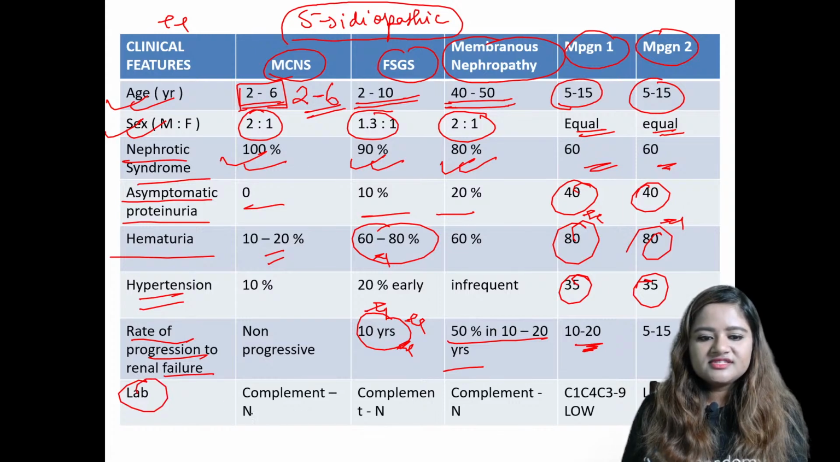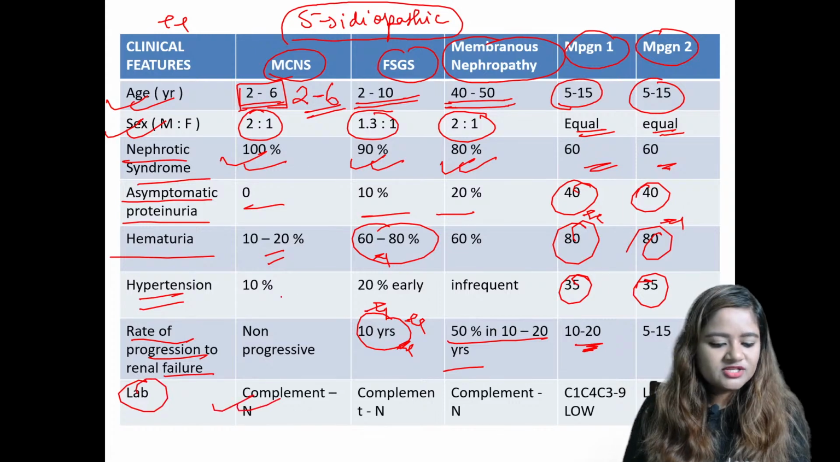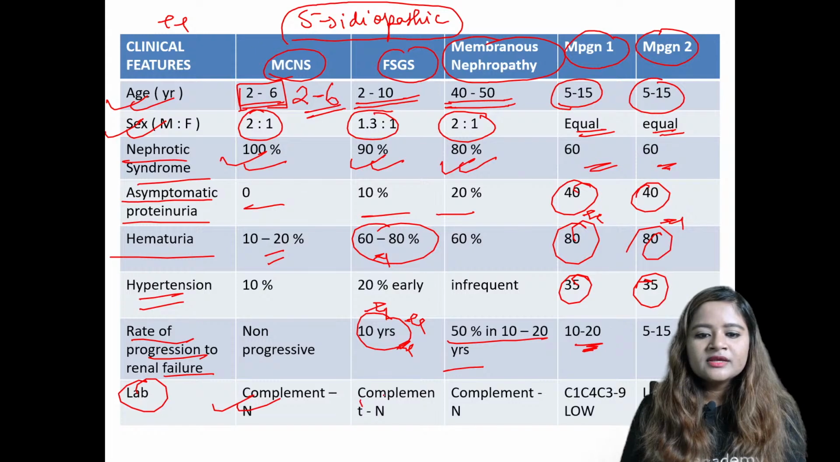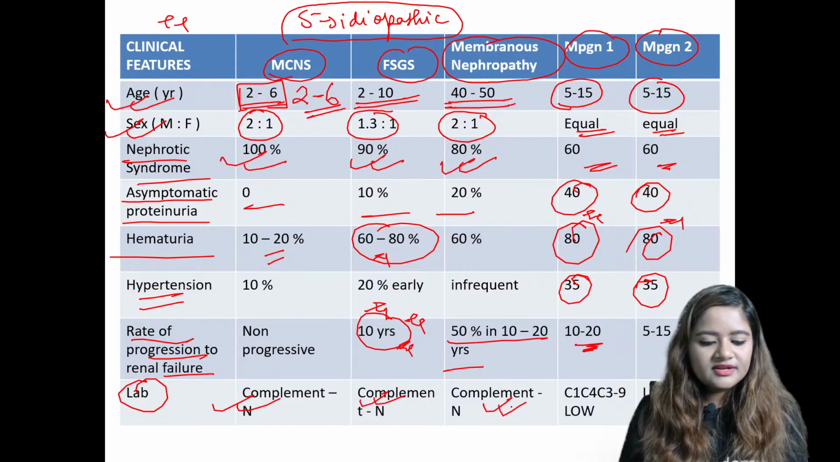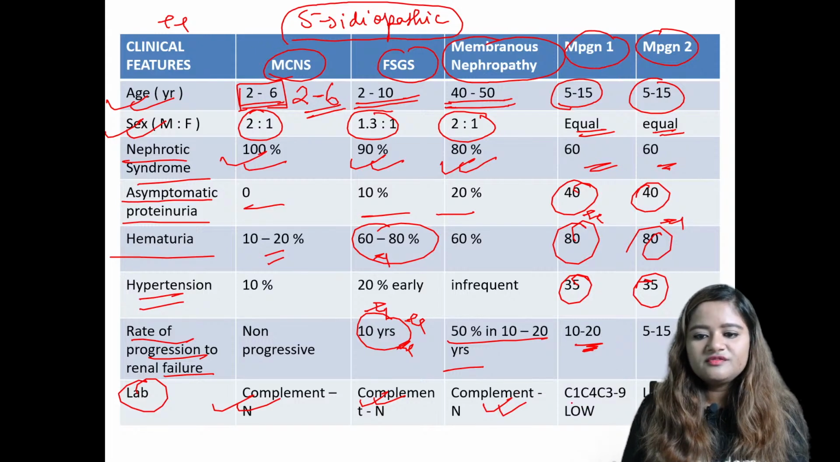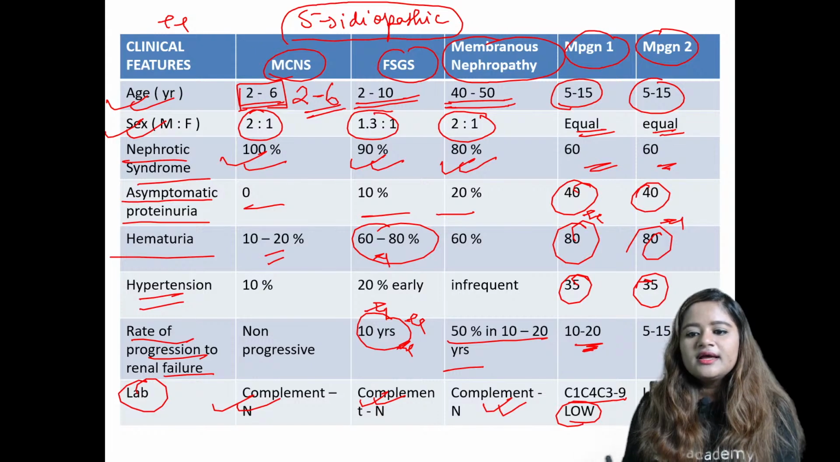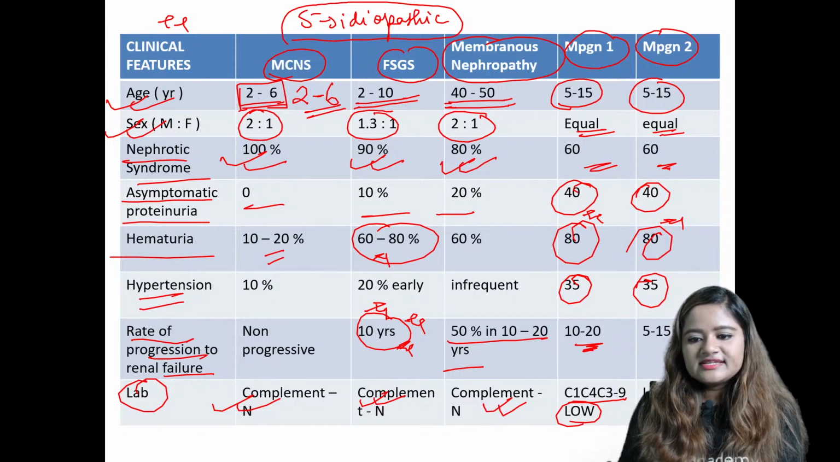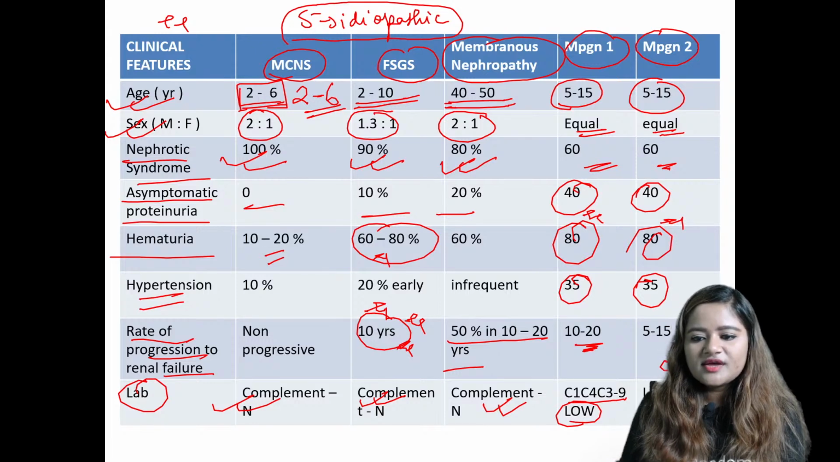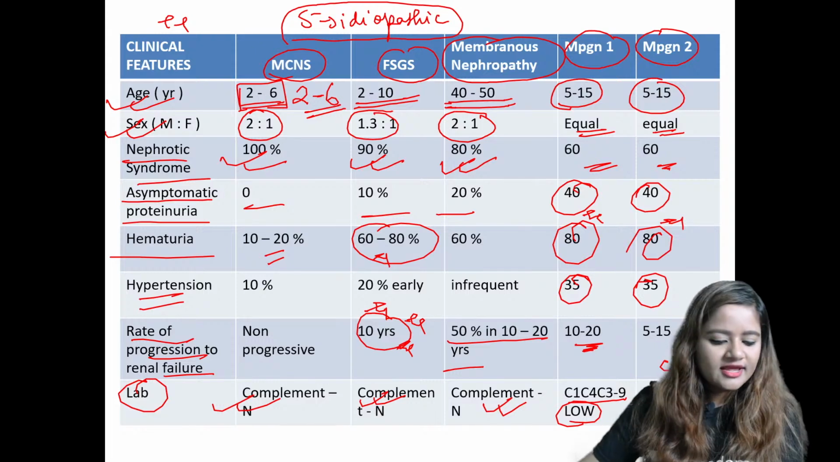Lab findings we have seen: complement is not affected in minimal change disease, there is no deposition. In FSGS also there is minimal deposition. Complement is also normal in membranous, but in MPGN you will find C1, C4 and C3 to C9 low. And in MPGN2, it is classically the MAC complex, that is mostly C3 to C9, that is low. Otherwise, you have normal levels of complement 1 and 4.